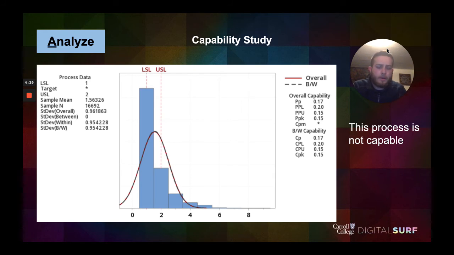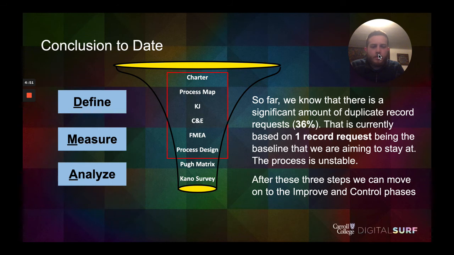So after running all of these tests, we have found, first of all, that this is actually a process that does need some improvement, and we can prove that statistically through all the tests that we've run through Minitab. We could run more data through it in the future, but with the data that we've got, this is what we can conclude so far.